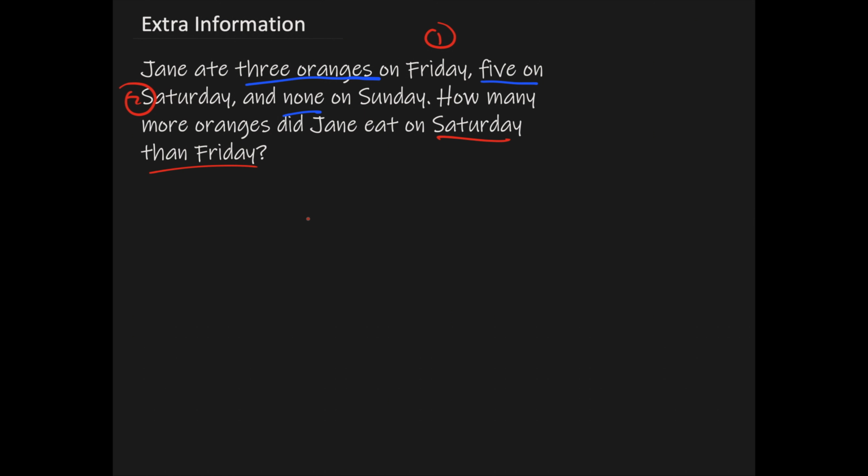Okay, so we know we have to do subtraction because it says how many more. Okay, so we have 5 and 3, so we're going to subtract. 5 minus 3 equals 2. So 2 is our answer. Okay, Jane ate 2 more oranges.